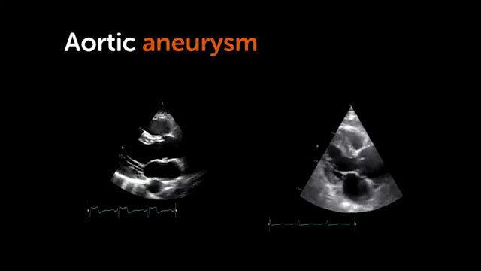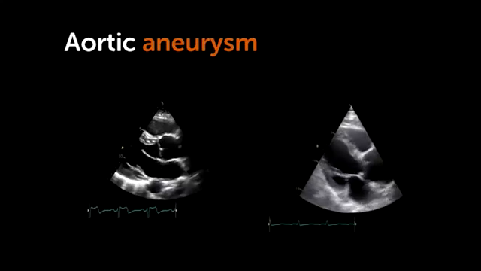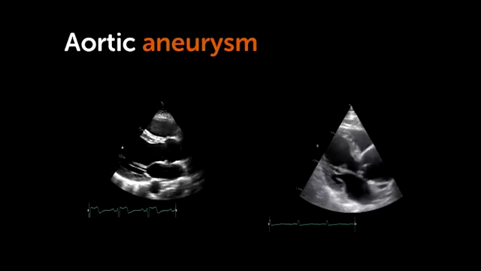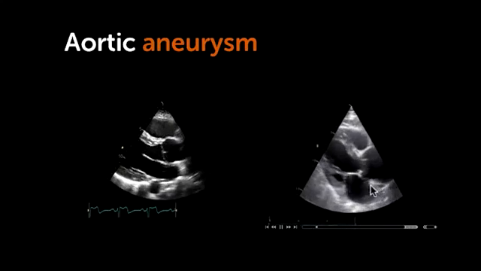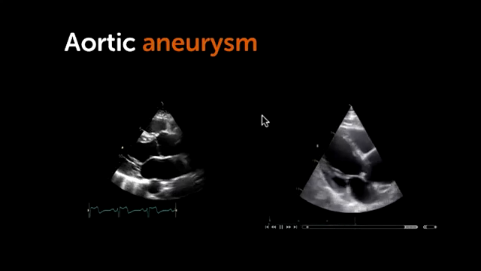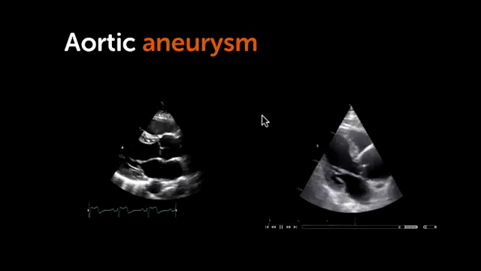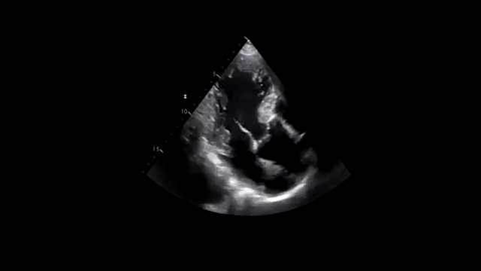Now to an example where the aorta is even wider, where we can even speak of an aortic aneurysm. The aorta is very large here. It measures over 5 centimeters. Again, an example of a patient with a dilated aorta.